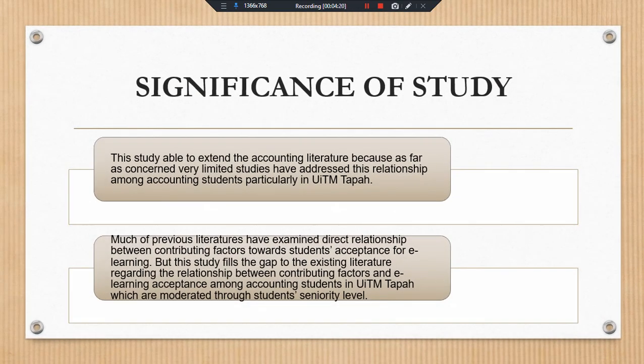For the significance of the study, this study is able to extend the accounting literature because, as far as we are concerned, very limited studies have addressed this relationship among accounting students, particularly in UITM TAPAH. Much of the previous literature has examined the direct relationship between contributing factors and students' acceptance of e-learning. But this study fills the gap in the existing literature regarding the relationship between contributing factors and e-learning acceptance, which are moderated through students' seniority level.